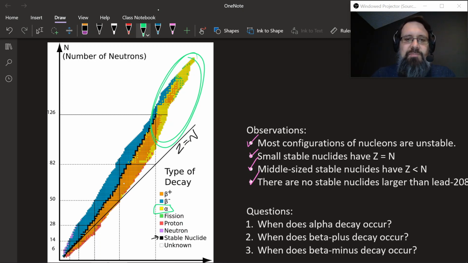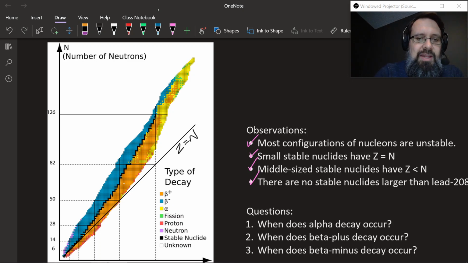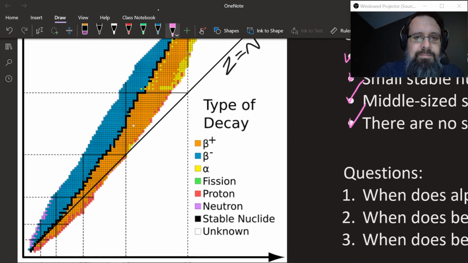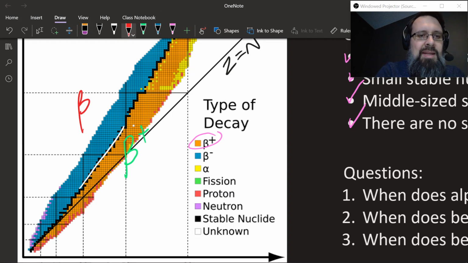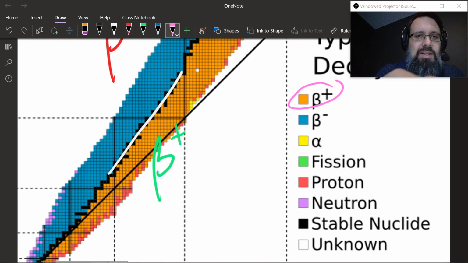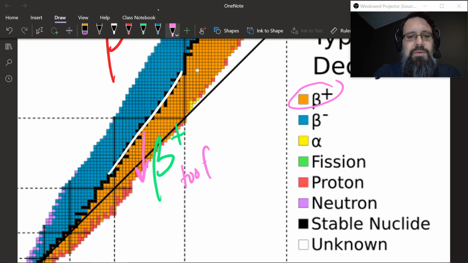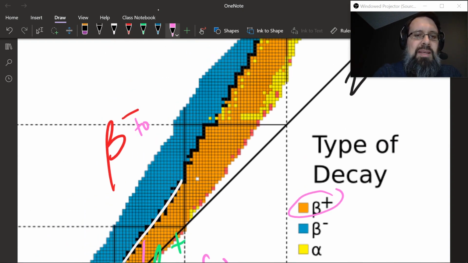Question two: when does beta plus decay occur? So if we look at beta plus, that's the orange ones. So beta plus is here. It seems like it's always occurring beneath this line of stability. This region of stability here, the beta plus is occurring beneath it, and then the beta minus is occurring above it. And so what we say from that is that beta plus occurs under one condition. Beta plus occurs when you have too few neutrons. And then beta minus occurs when you have too many.